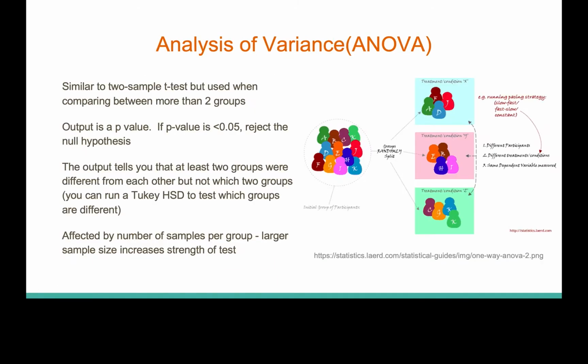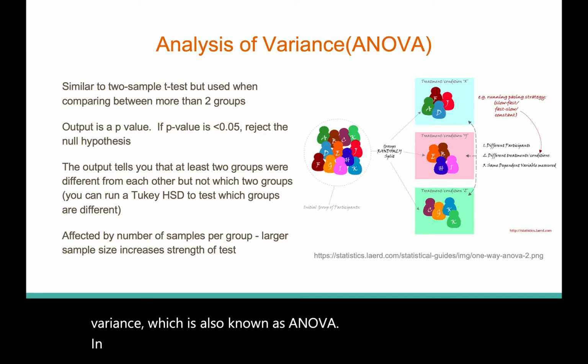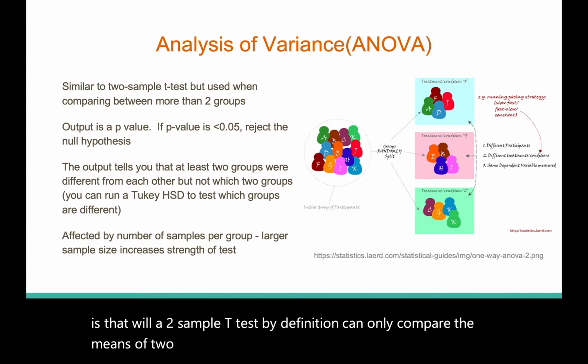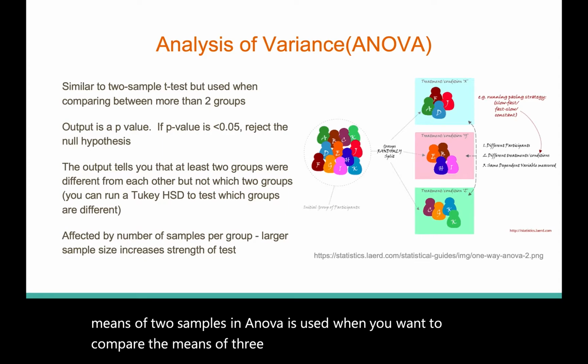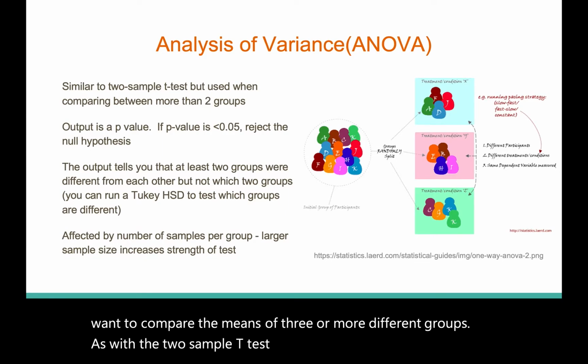A second common type of statistical test is the analysis of variance, which is also known as ANOVA. An ANOVA is very similar to a two-sample t-test. The biggest difference is that while a two-sample t-test, by definition, can only compare the means of two samples, an ANOVA is used when you want to compare the mean of 3 or more different groups.